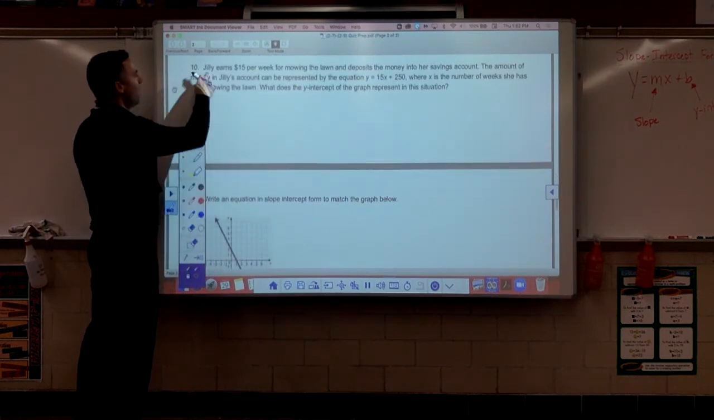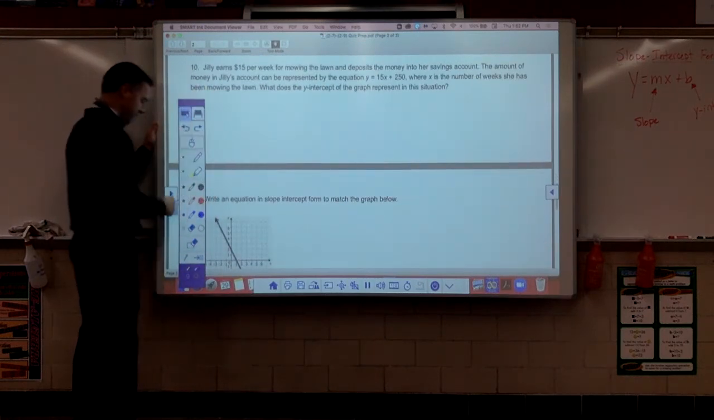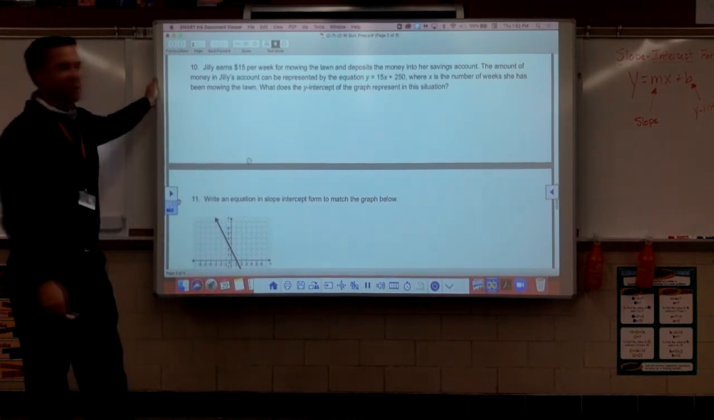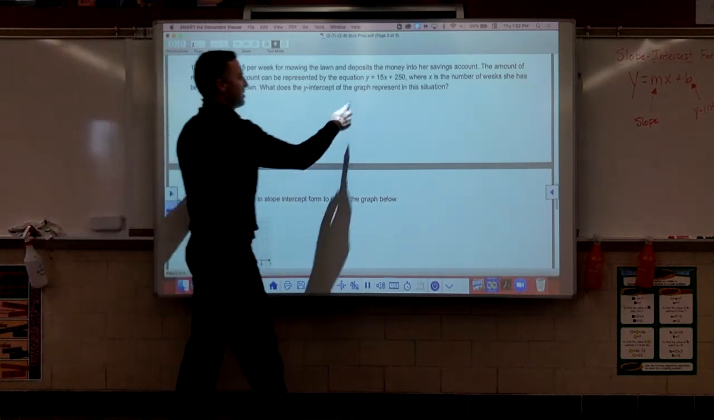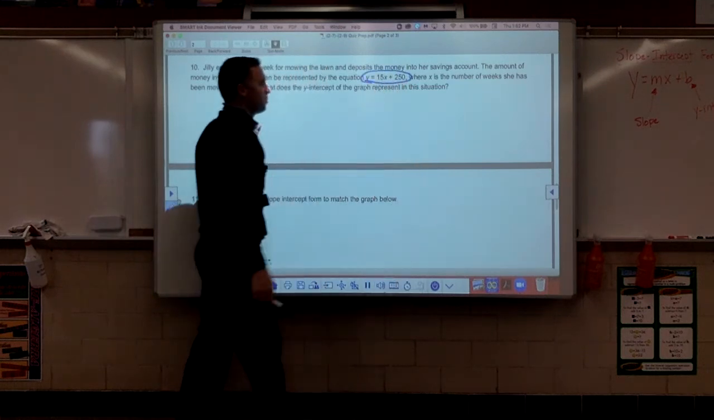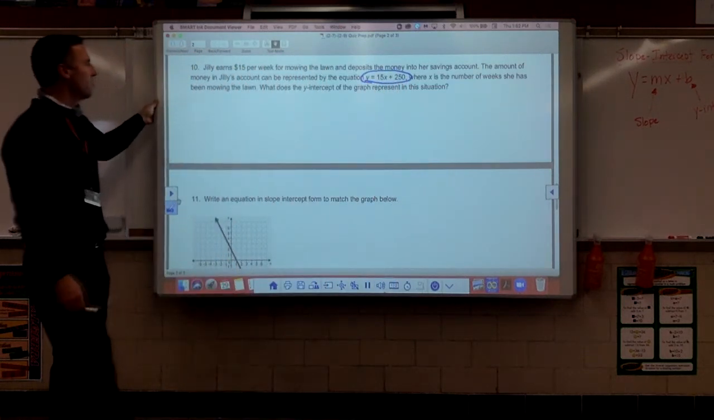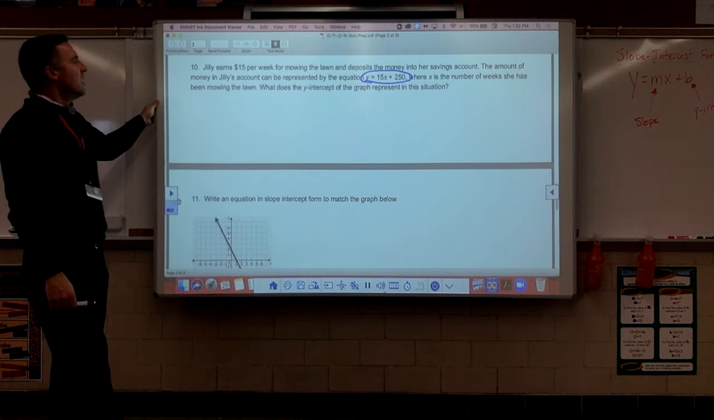I was confused. Oh, Jilly. Jilly earns $15 per week for mowing the lawn and deposits the money into her savings account. The amount of money in Jilly's account can be represented by this equation: y equals 15x plus 250, where x is the number of weeks she has been mowing the lawn.